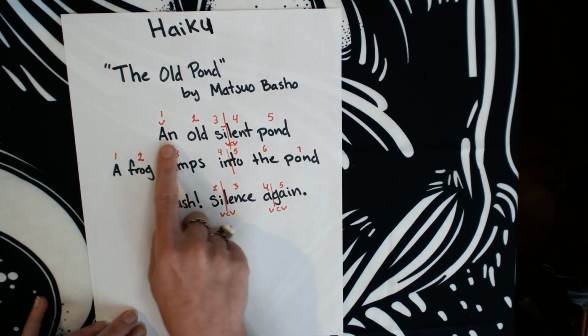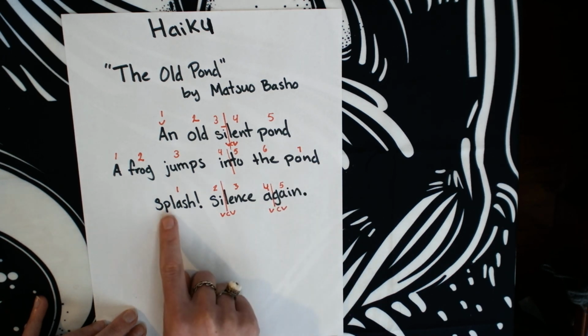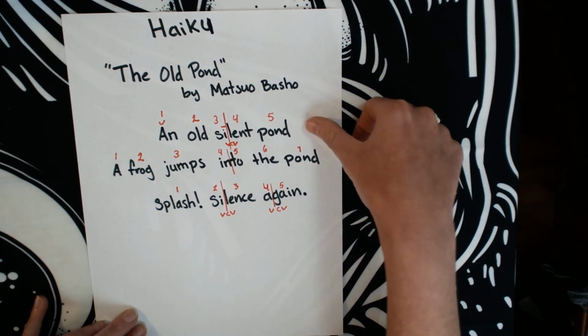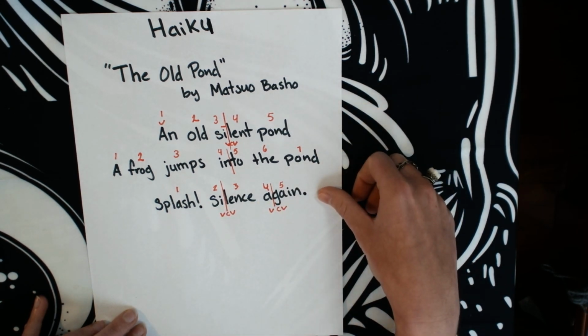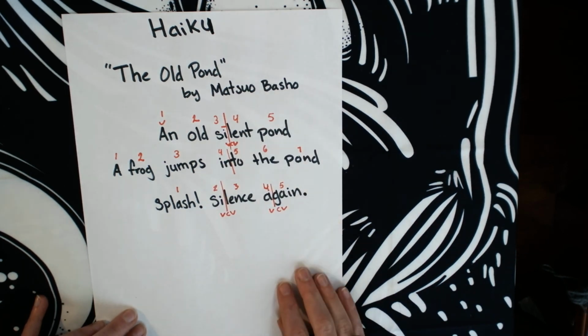So, an old silent pond. A frog jumps into the pond. Splash. Silence again. 5-7-5. So, I look forward to seeing your writing and hearing your reading. Great job on this super quick syllable review.